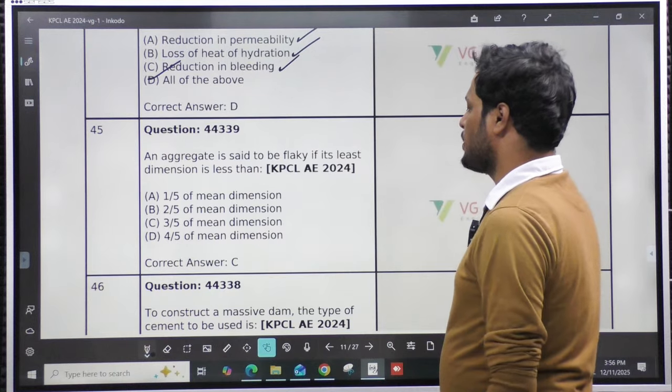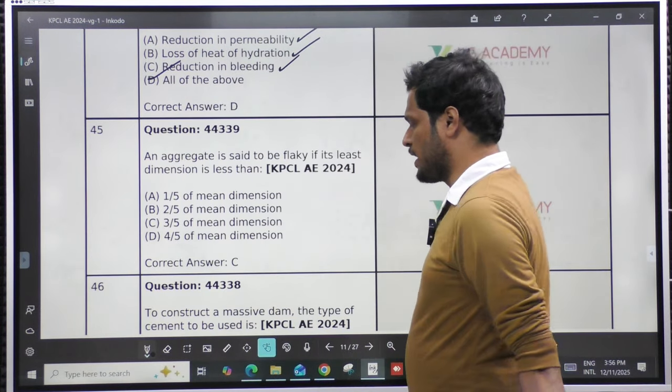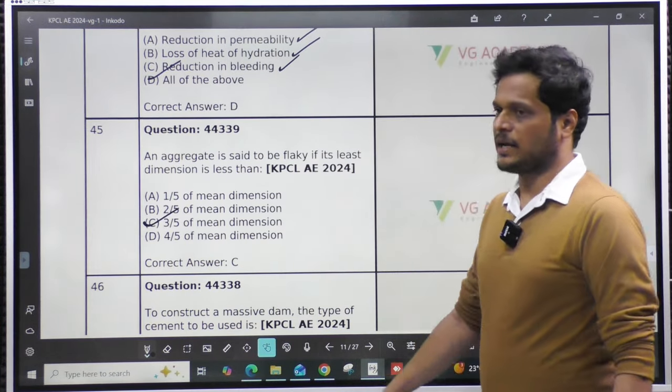An aggregate is said to be flaky if it is 0.6 times of mean dimension or 3/5 times of mean dimension.